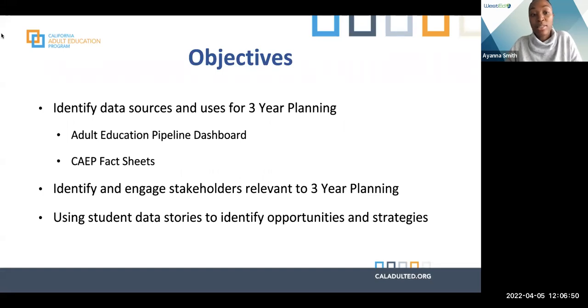Some of our objectives for today are to identify data sources and the uses of that data for your three-year planning, specifically the AEP dashboard, as well as the CAEP fact sheets. We also want to help you identify and engage stakeholders that are relevant to three-year planning, and then using student data stories to identify opportunities and strategies.